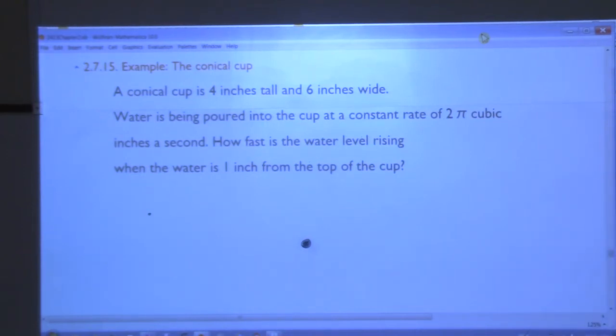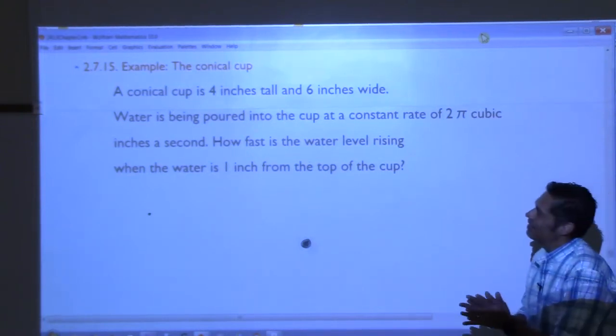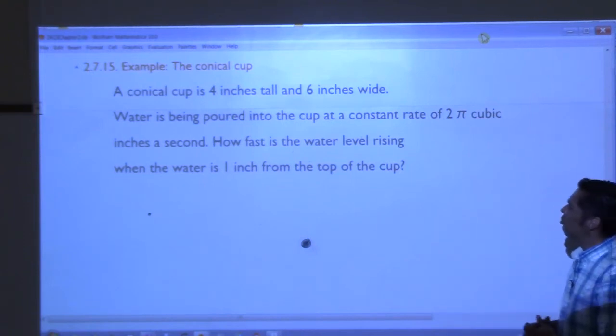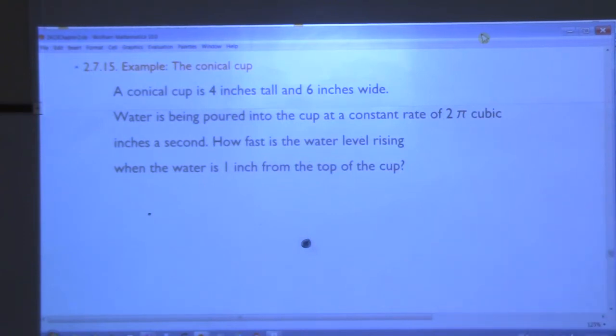A conical cup. This will be our last problem for the day. I think I've given you sufficient headache. A conical cup is 4 inches tall and 6 inches wide. Water is being poured into the cup at a constant rate of 2 pi cubic inches per second. How fast is the water level rising when the water is 1 inch from the top of the cup?